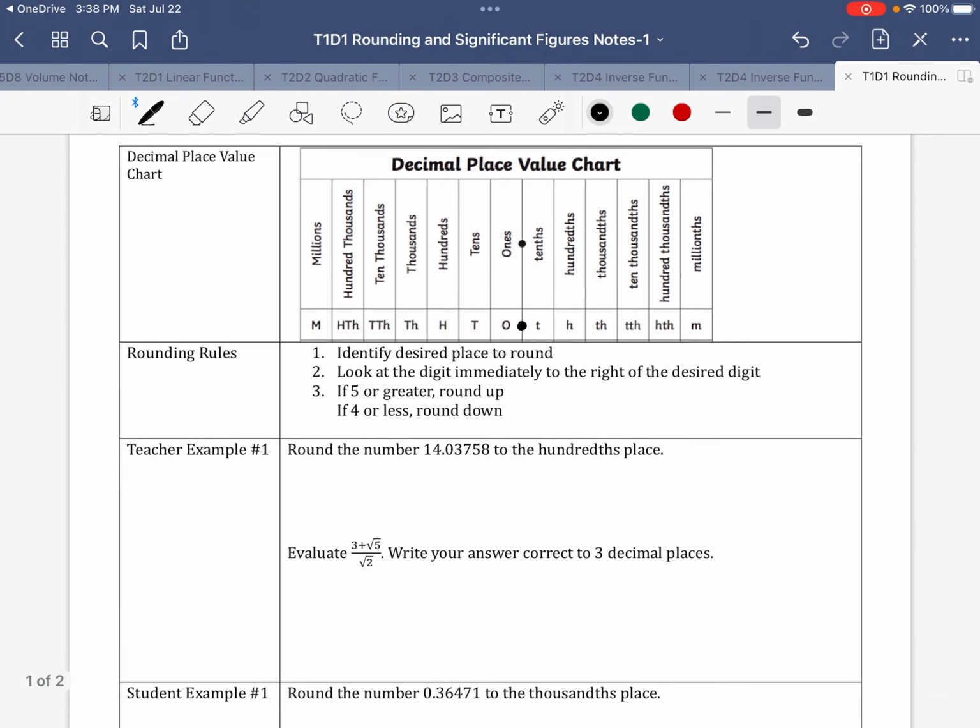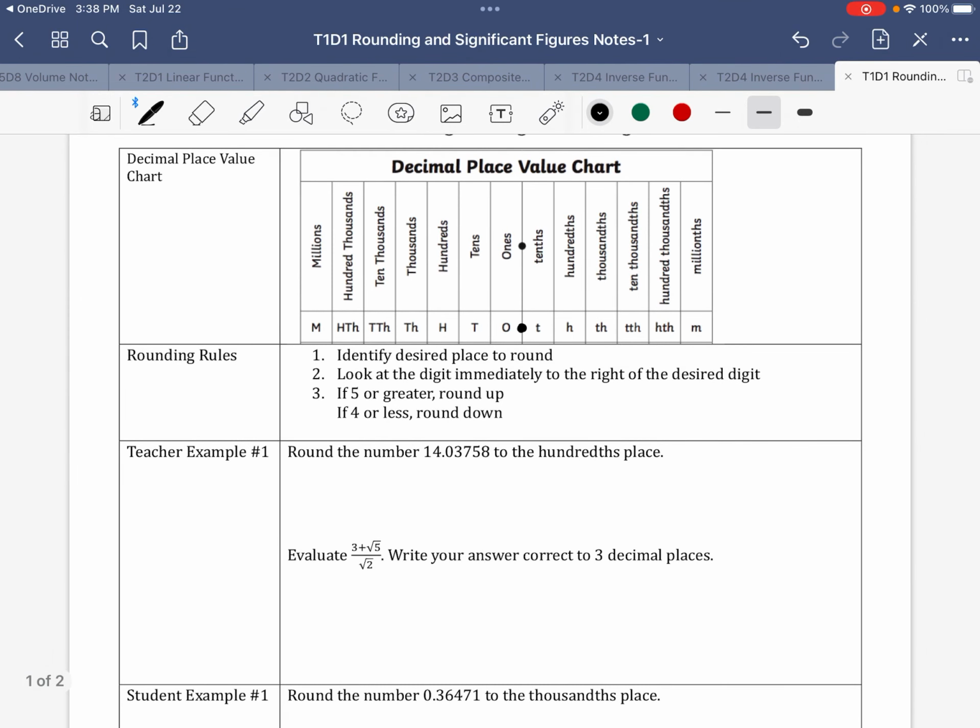So let's take a look at this first teacher example. Round the number 14.03758 to the hundredths place. Our hundredths place is 2 decimal places after our decimal point. So here that 3 is our hundredths place, which means we have to look at the 7. And since 7 is greater than 5, that means our 3 needs to get rounded up, and all the numbers after that we don't care about.